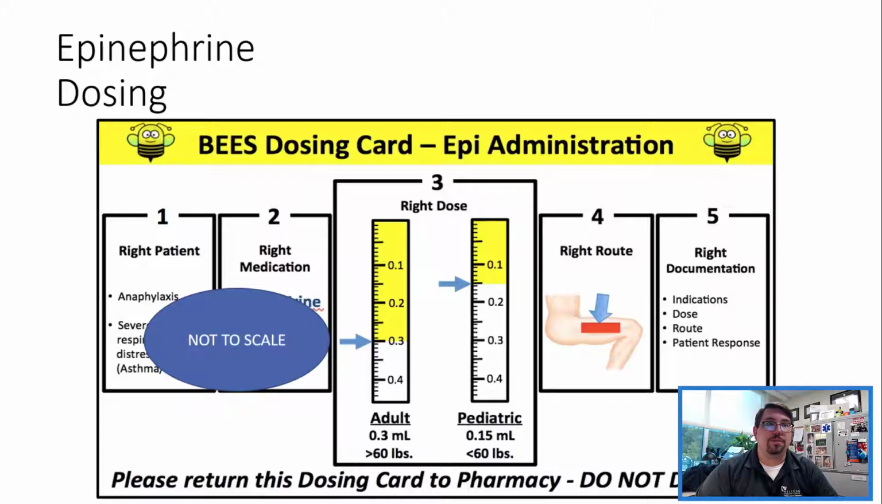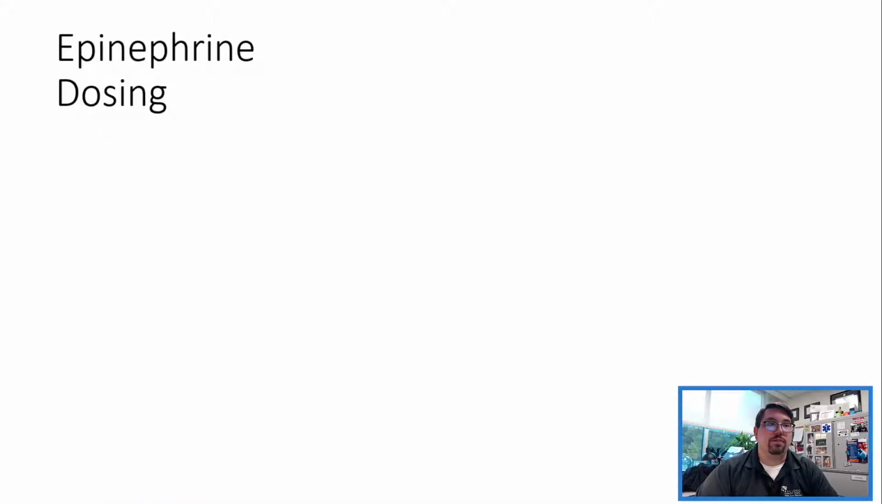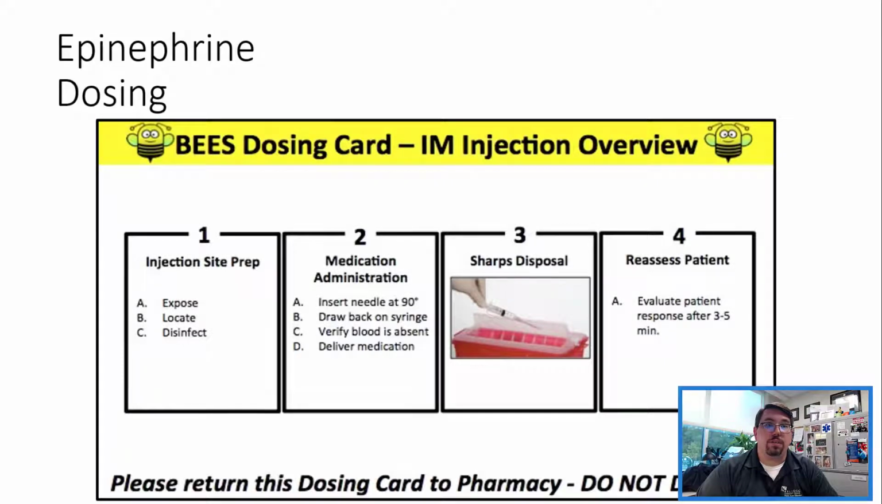You can see that if I were to draw this up on my syringe, my dose is going to be relatively small when it comes to the administration of that medication. So what else are we looking for with our epi dose? Well, we need to make sure that we have our dosing cards available and that our IM injection overview is completed. First, we're going to prepare the injection site. This includes exposing the extremity, locating our direct site, and then disinfecting it with an alcohol prep pad. From there, we're going to administer our medication.